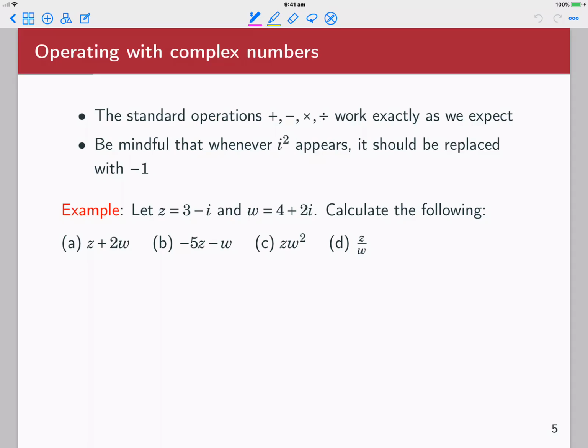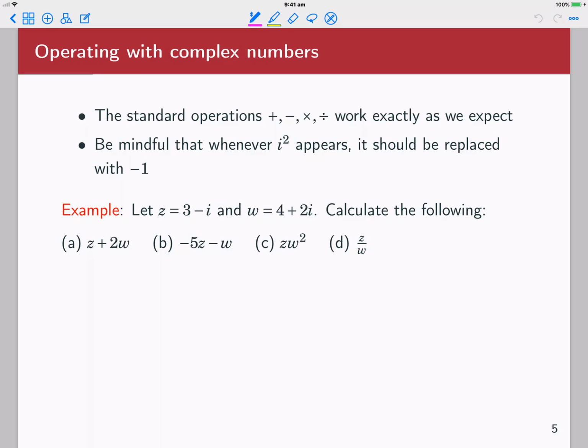Okay, so we already spoke about how to do arithmetic with imaginary numbers. Now we need to speak about how to do arithmetic with complex numbers. Like I said, it's exactly the same as everyday arithmetic. The only difference is whenever we see an i squared, we have to keep in mind that it should be replaced with -1. But everything else is more or less the same.